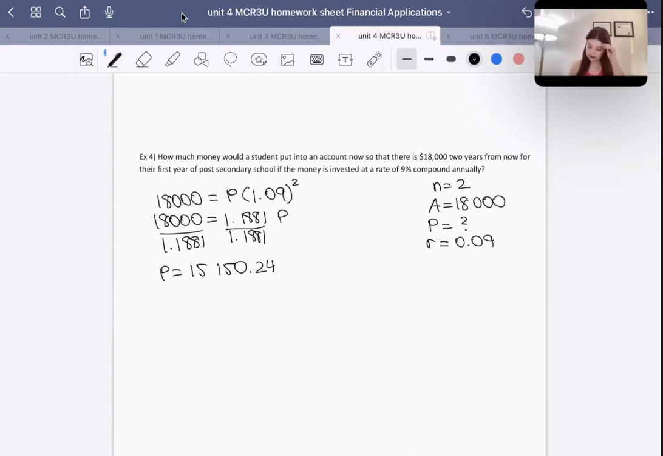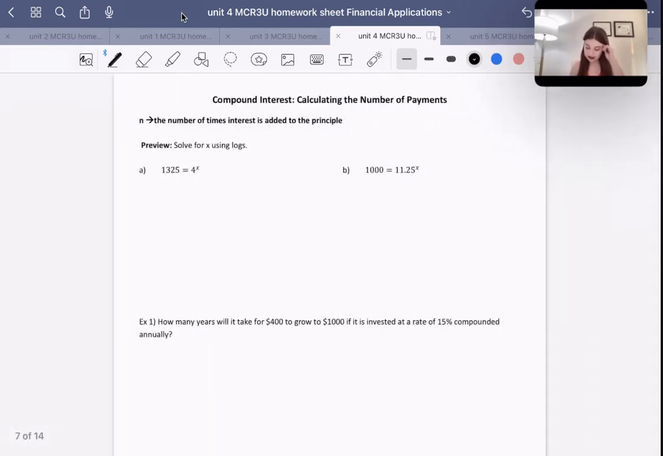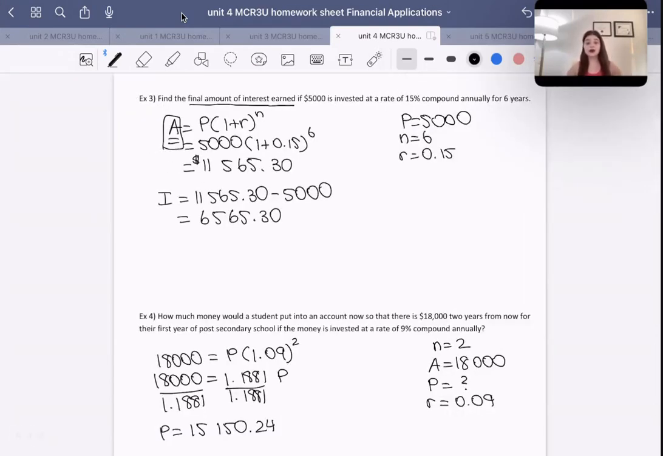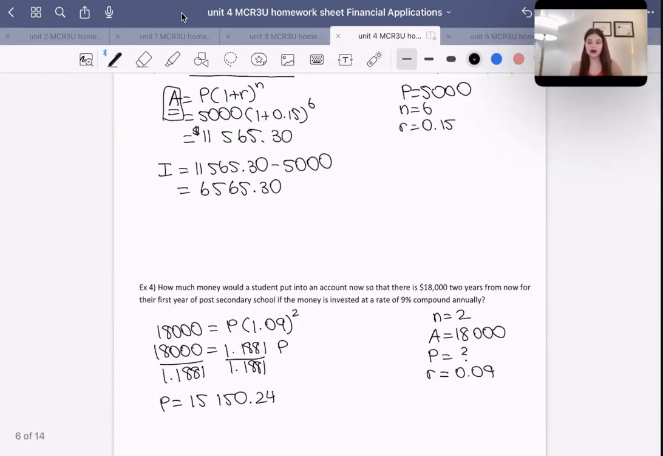What we didn't really talk about is how could we calculate the number of payments or number of years. And we're going to need to use logarithms to do that. So we will talk about that next time because it is a little bit more of a difficult concept. But that is what we will be tackling next time.